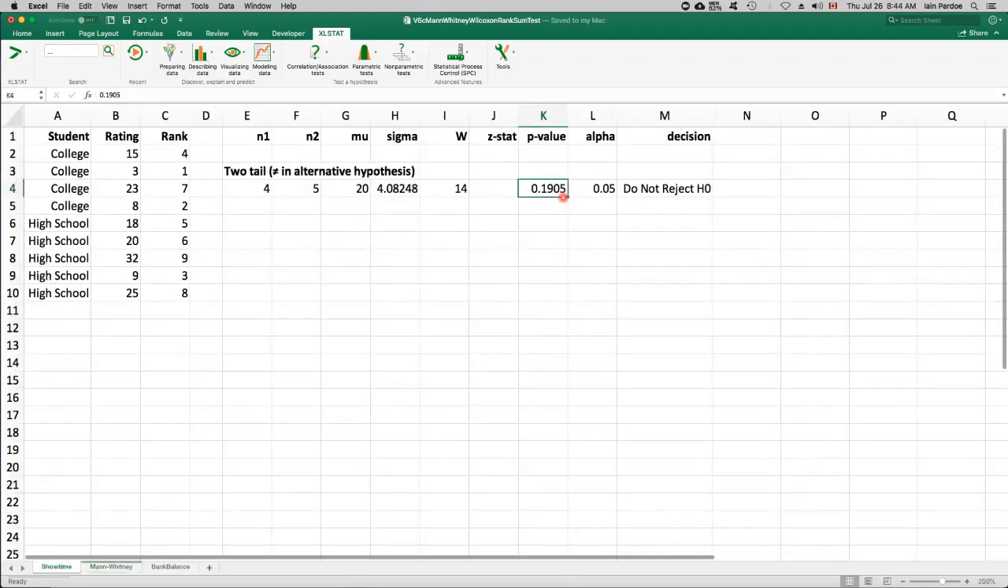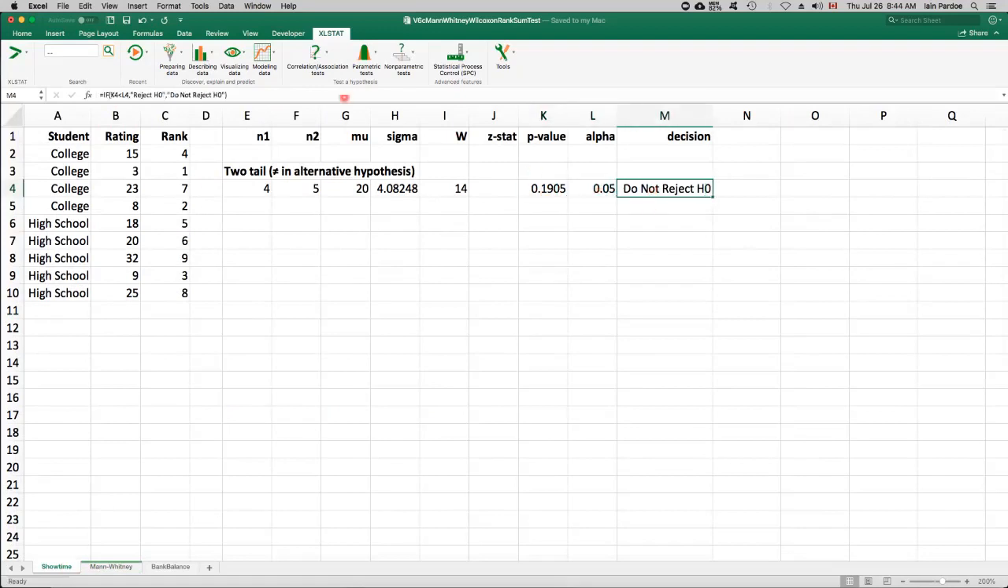And 0.1905, that's what I've just typed it in here because we can't calculate it using any distribution. And then alpha 0.05, and then our rejection rule, as usual, reject the null if the p-value is less than the significance level, which it is not in this case, so we do not reject the null hypothesis.